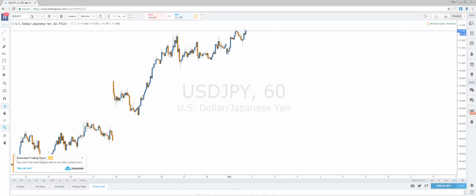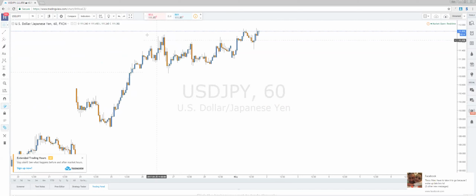If you go up here where it says 1H, I am on the 1 hour time frame, which means it takes 1 hour for one of these candlesticks to form. So within 1 hour, the exchange rate started here, and it came all the way down here, and ended up closing here on this bearish orange candlestick.